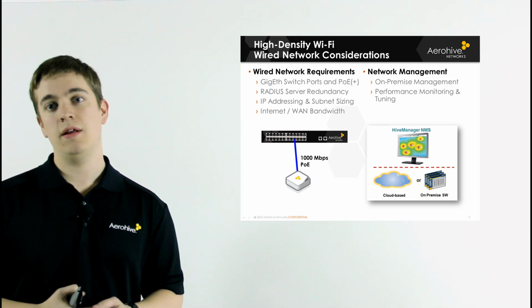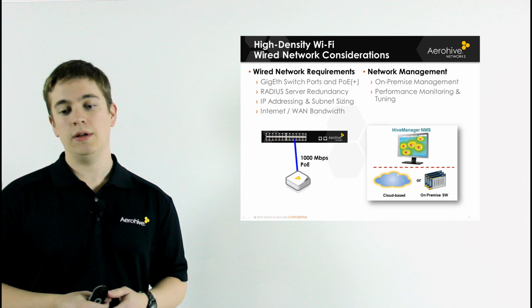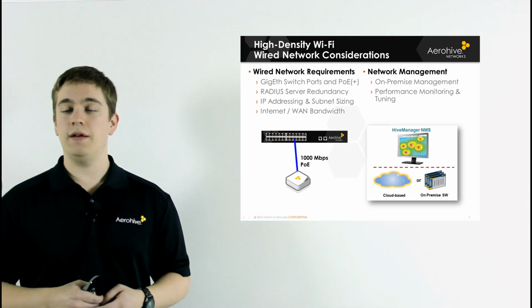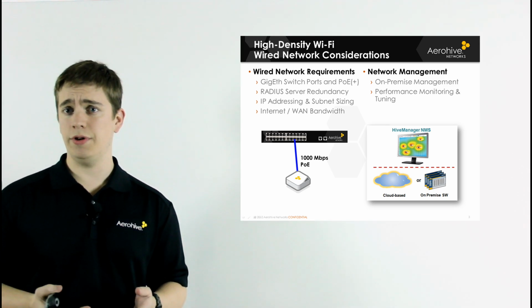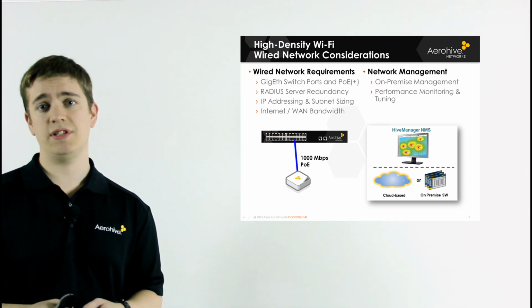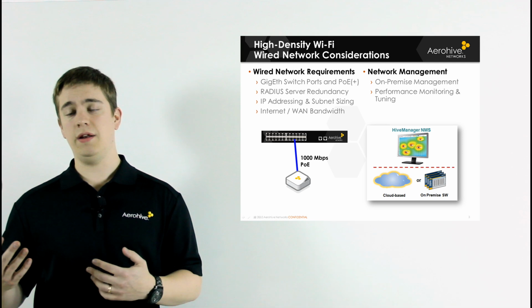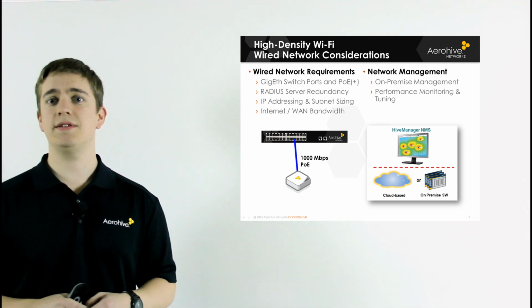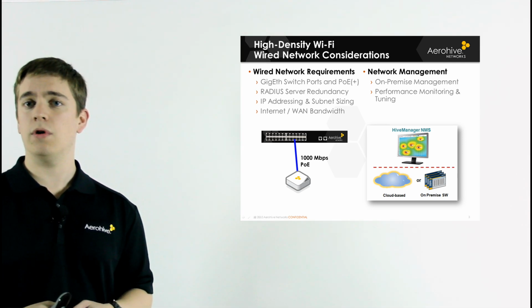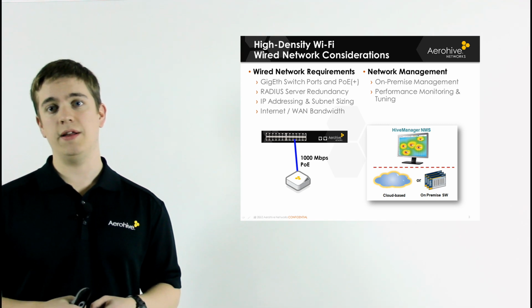IP addressing and subnet sizing can be a big concern if you're going to have multiple VLANs and subnets that serve your high density network. Typically you want to build in a plan for about 2 to 3 devices per user. So make sure you have sufficient subnet size to handle those users. And if you're worried about broadcast domains and you want smaller VLANs, if you have multiple VLANs, then you need to be worried about user mobility across VLANs as well.